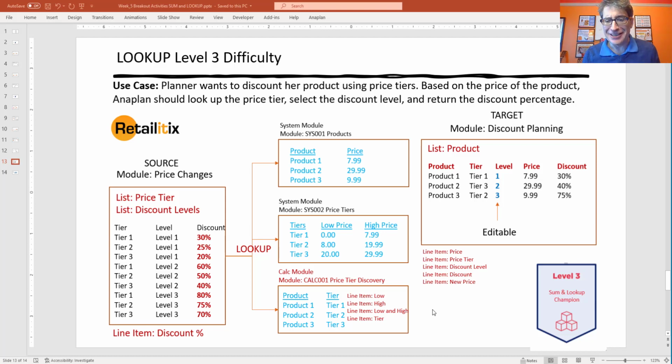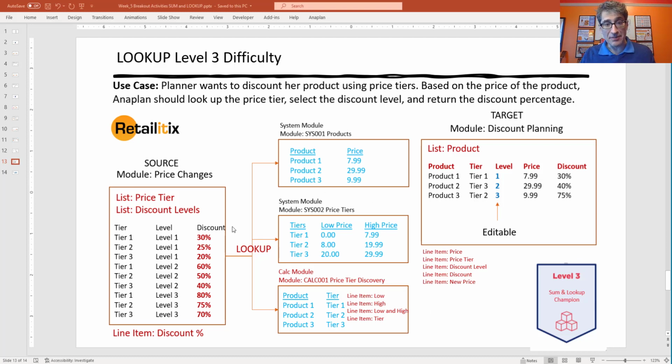Anaplan champions! Okay. Well, we now have a customer that has come to us with a real use case and said, listen, I need to do a lookup on a price that's between this price and this price. And based on that, I want you to tell me what the discount percent is. And I want to be able to adjust that discount percent based on different levels. How aggressive do I want to be with that price?